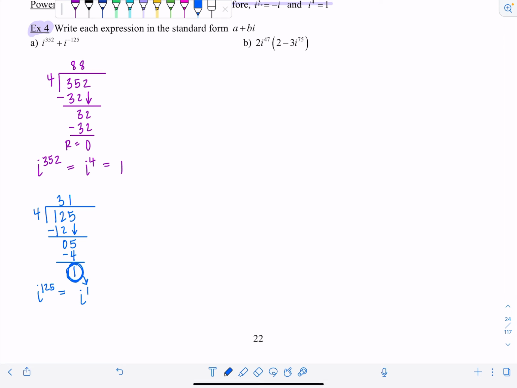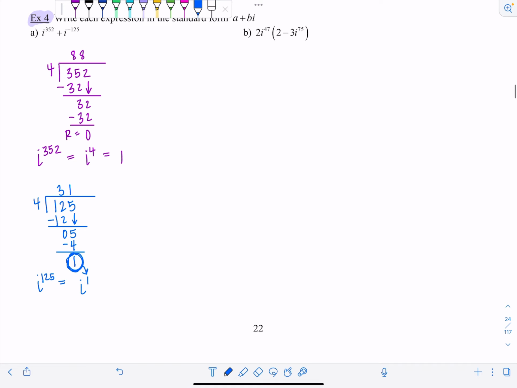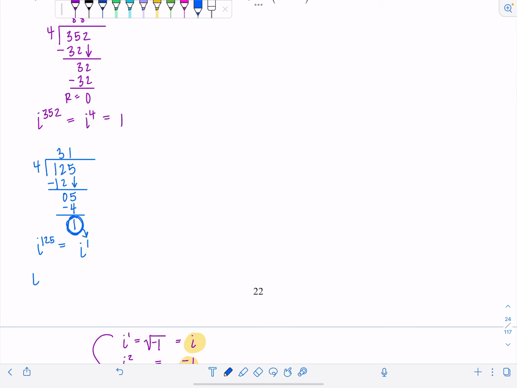Okay, if you have i to the 1st, you just leave it, right? We've been writing out complex numbers, 2 plus 3i, blah, blah. You don't have to replace it with anything. The only thing is, this is i to the negative 125. So i to the negative 125, that's 1 over i to the 125, which is 1 over i to the 1st.